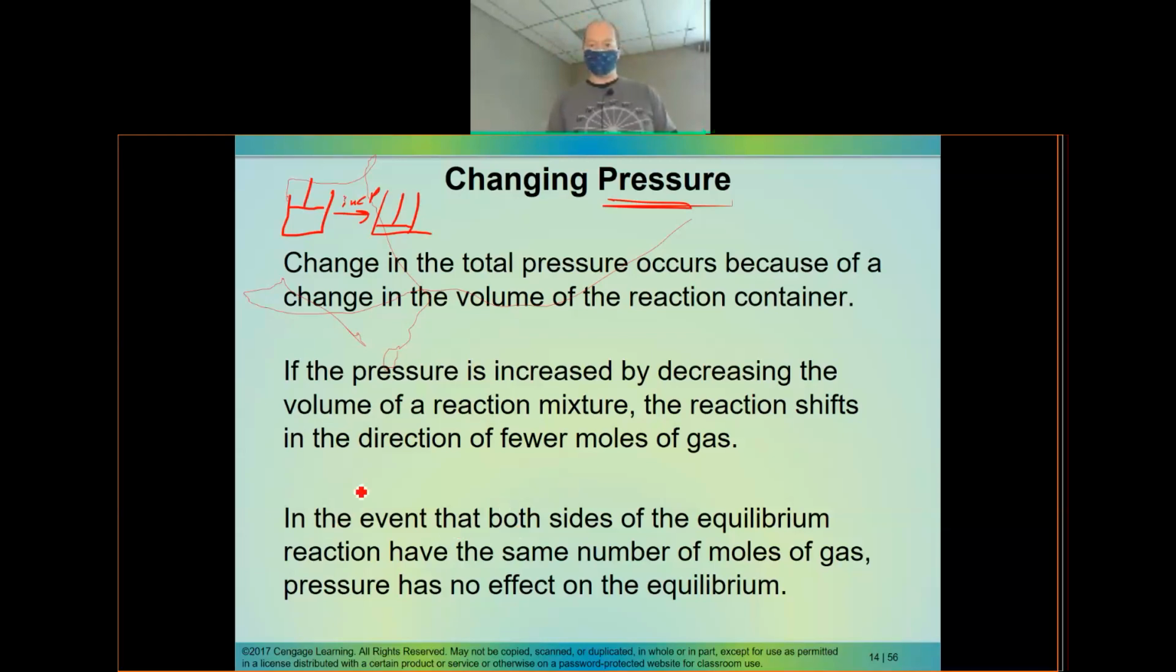So the rule is, if the pressure is increased, which decreases the volume of a reaction mixture, the reaction will shift in the direction of the fewer moles of gas. You have less room, so you're going to go to the side that has fewer moles of gas. If your balanced reaction has the same number of moles of gas on both sides, the equilibrium is unaffected. You can increase the pressure and it will have zero effect on the equilibrium.